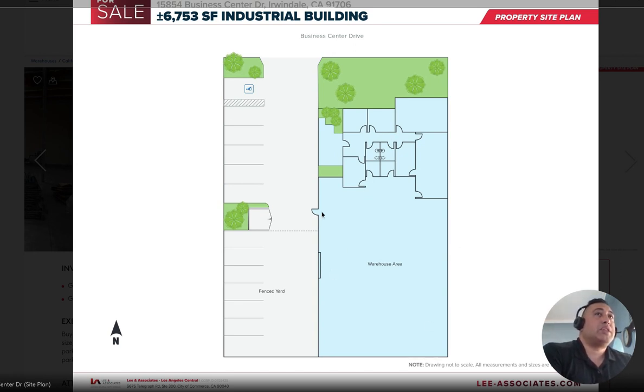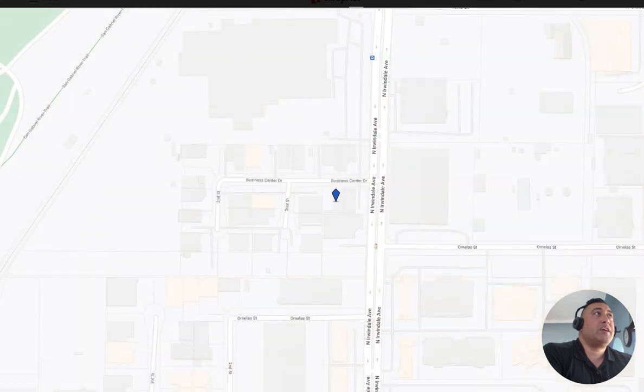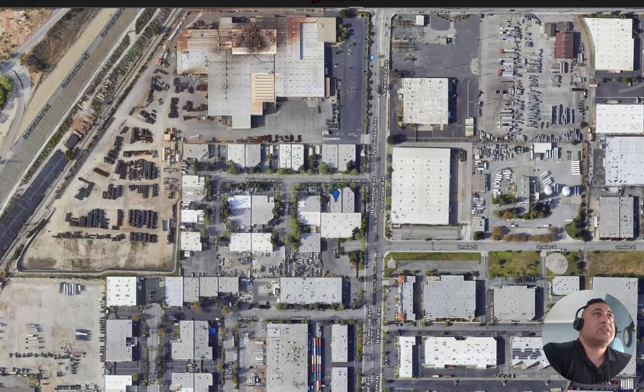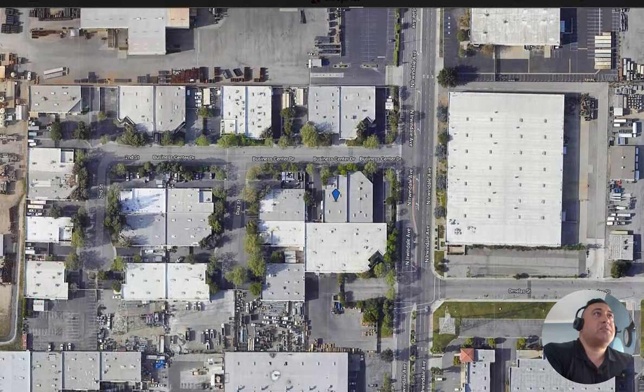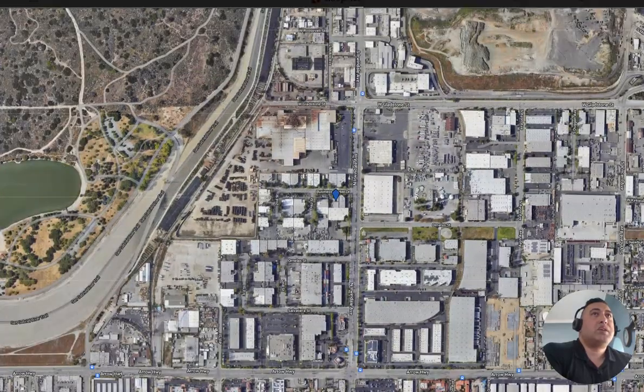So the office to warehouse ratio is pretty good. Let's keep looking and see what else we've got here. Let's take an aerial view and take into account what we're looking at. All right, so here is the aerial view. San Gabriel River Trail, Gladstone, Arrow Highway. Okay, here's Arrow Highway, and here is the building.